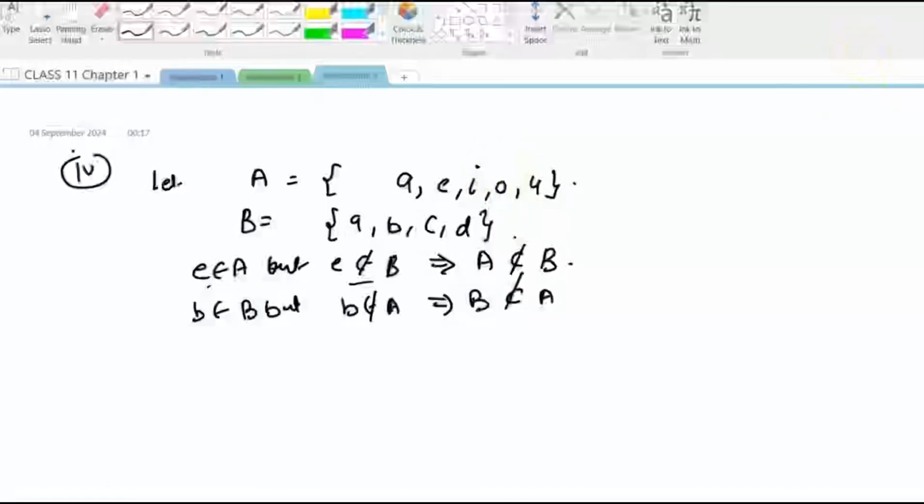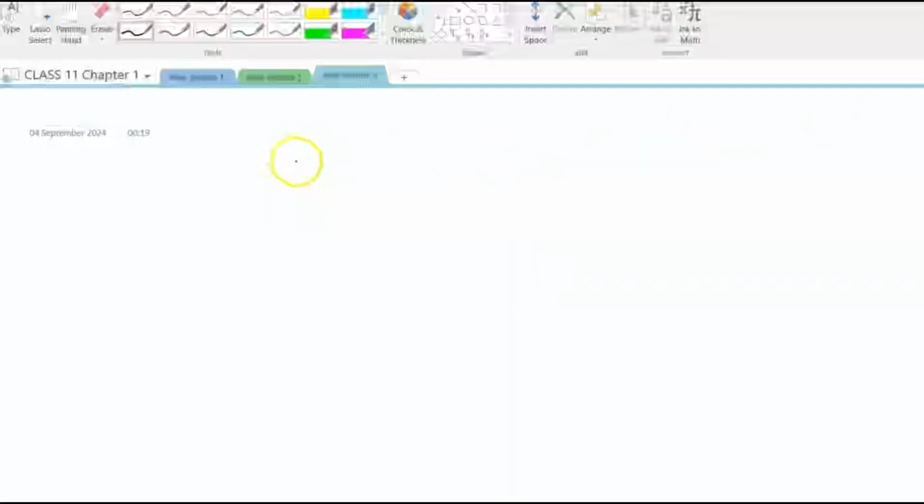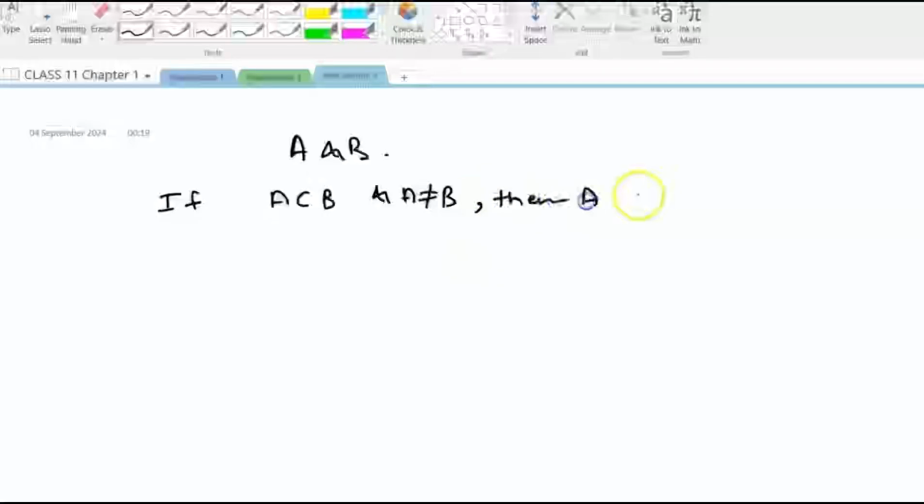Now, suppose we have two sets A and B. If A is a subset of B and A is not equal to B, then A is called a proper subset of set B.